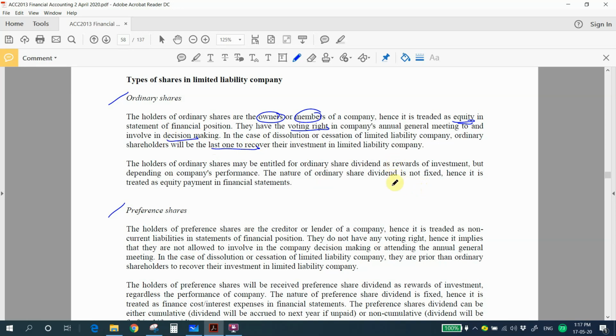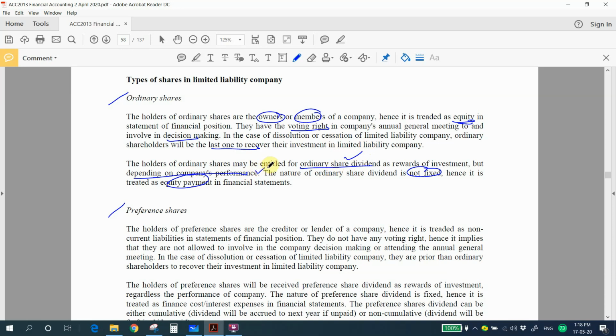The holder of ordinary share may be entitled to ordinary share dividend as a reward of investment, but this depends on the company performance. The nature of ordinary share dividend is not fixed, hence it is treated as equity payment in the financial statement. So if you buy an ordinary share in a limited liability company, you may get a reward if the company is doing well. This reward is called ordinary share dividend. But take note, this ordinary share dividend depends on the company performance.